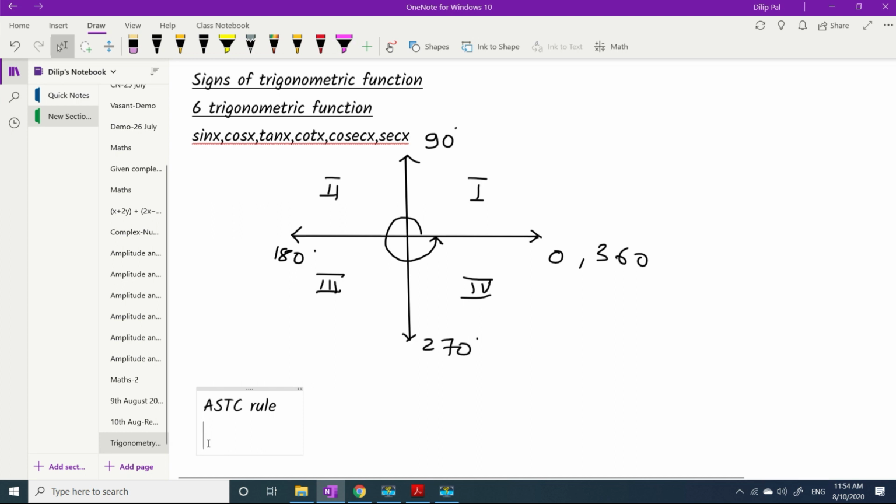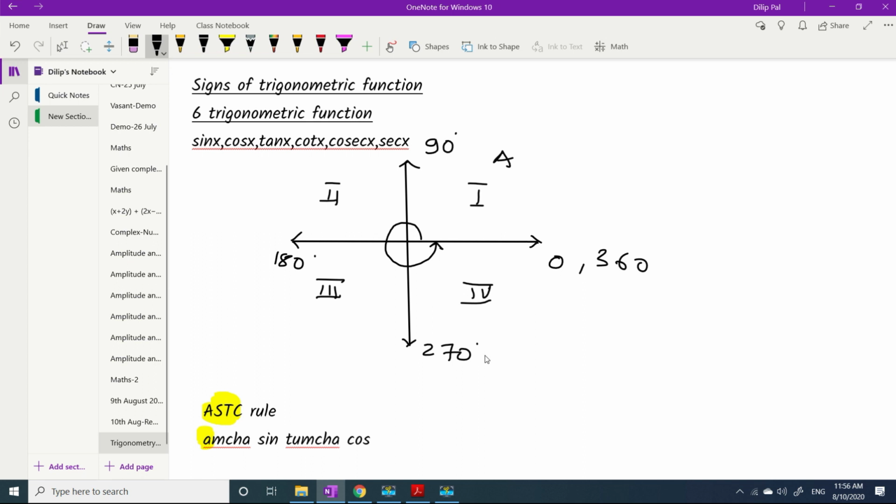For short form, you can memorize it in many ways. There is a Marathi sentence for this: आमचा साइन तुमचा cos. Now I'll explain the meaning of this, the ASTC rule.